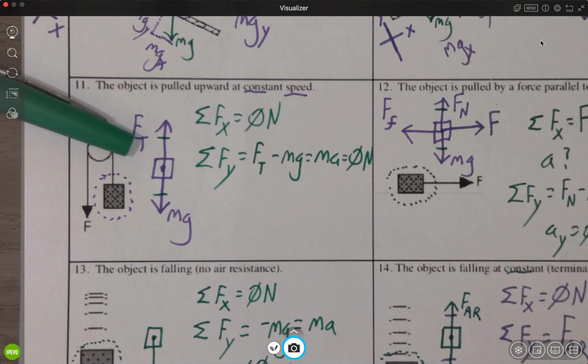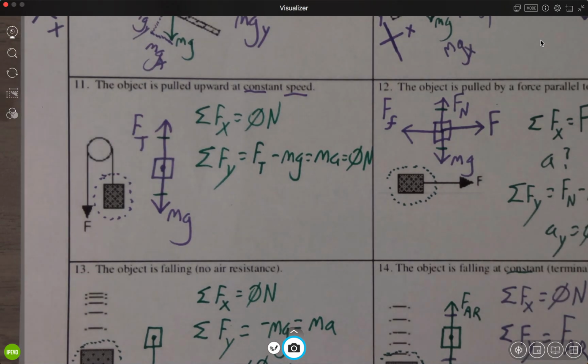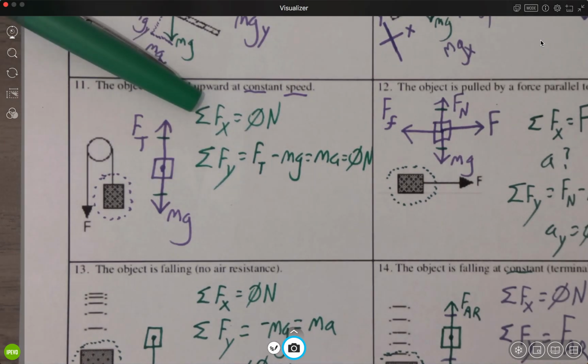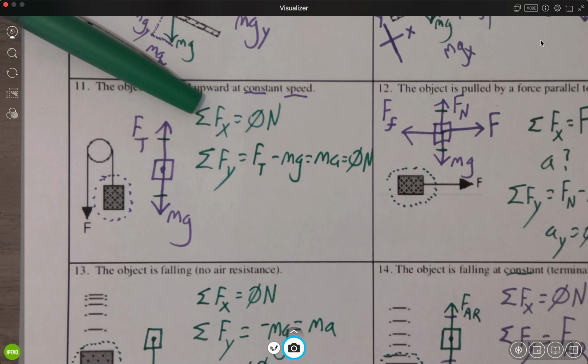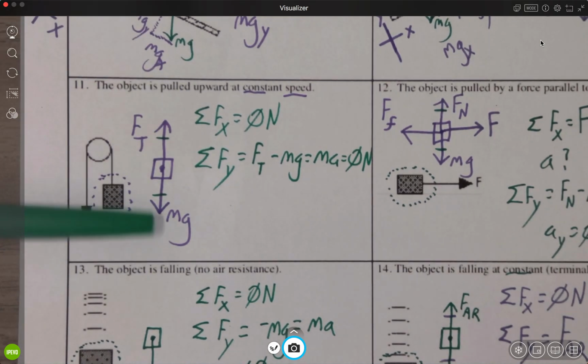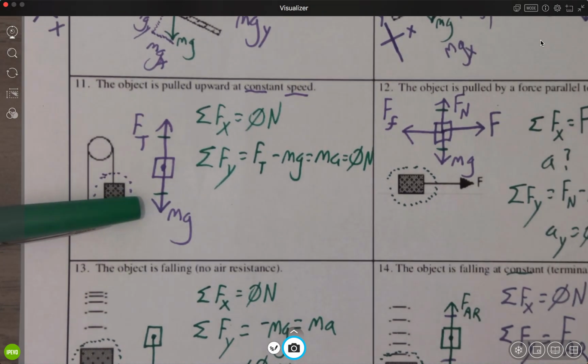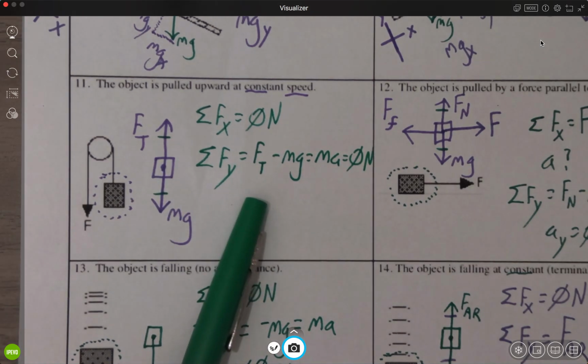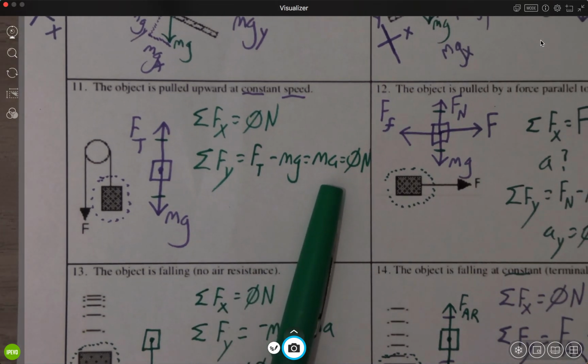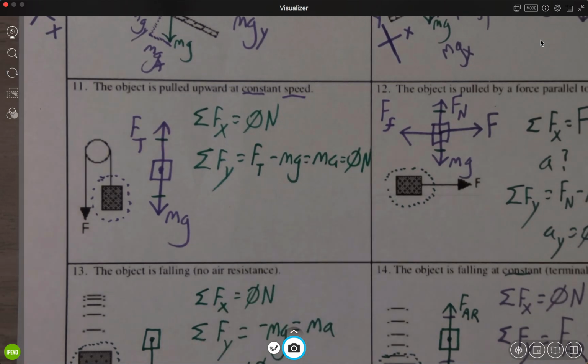And then we can get the sum of the forces in the x direction. There's nothing there, so when we add them all up, the x direction equals 0. We get the sum of the forces in the y direction: tension force up, minus mg down. This all equals ma in the y direction, giving us 0 newtons.